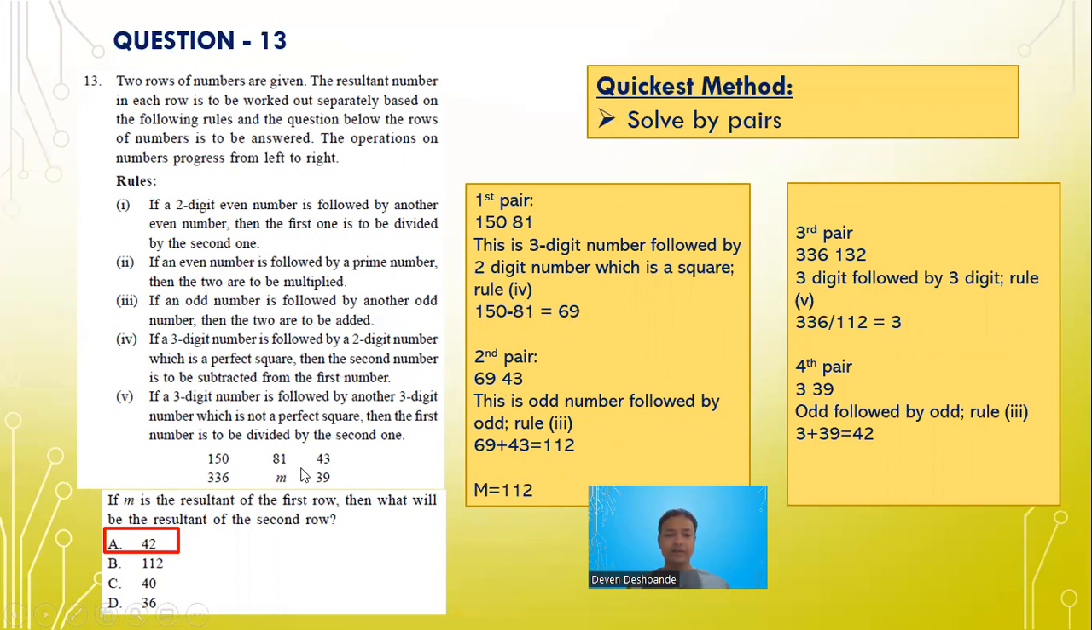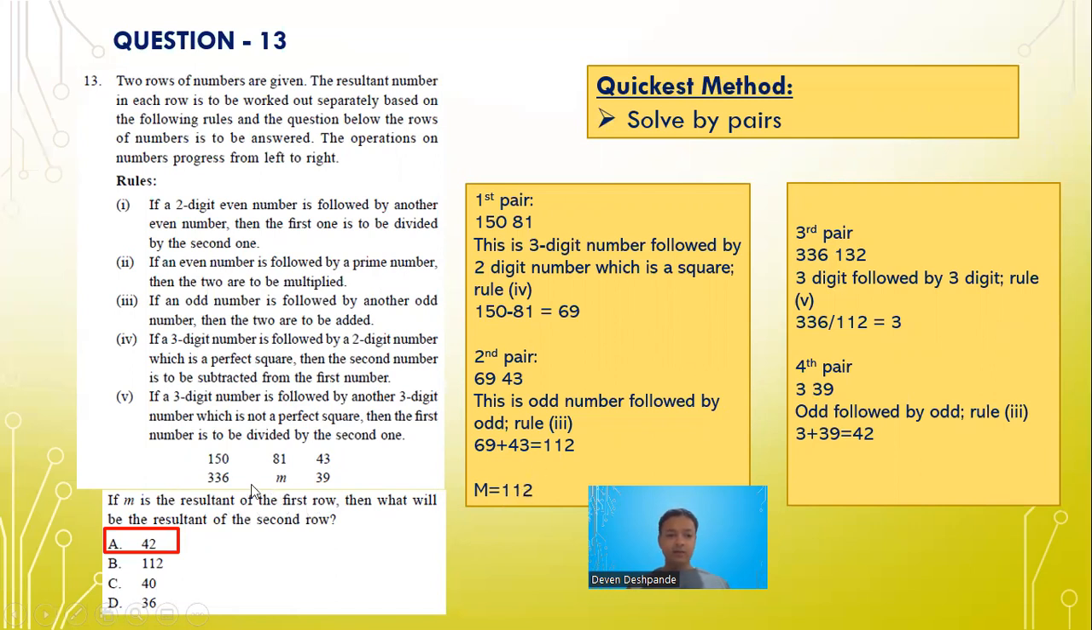So now the second pair is 69 and 43. What is this pattern? Odd number followed by odd number. Rule 3: when an odd number is followed by an odd number, the two numbers are to be added. So 69 plus 43 is 112. So M, the result of the first row, is 112.